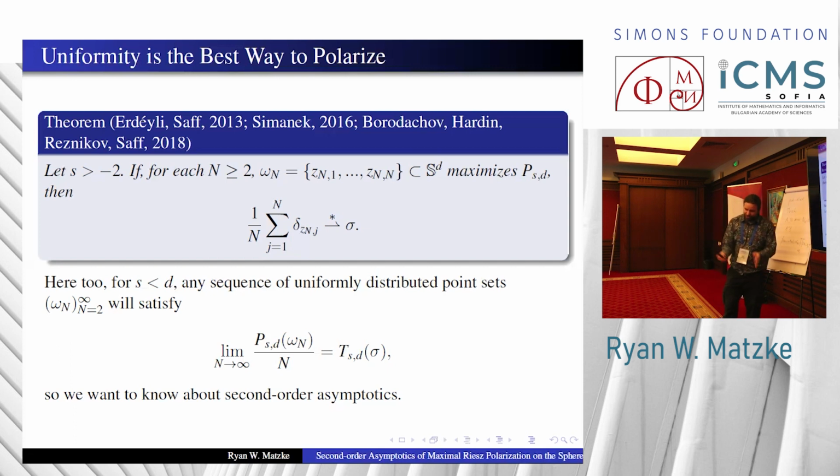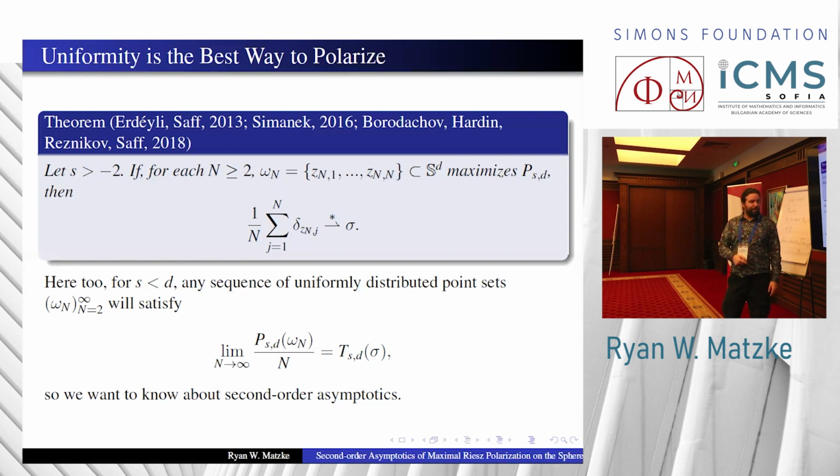And once again, just as within the energy situation, first order asymptotics do not help you distinguish between different sequences of uniformly distributed point sets. They all end up having the exact same first order term. So once again, the thought would be that just like how second order asymptotics for energy seems to be a nice way to better measure regularity, this would hopefully also be the case for second order terms in the asymptotics for maximal Riesz polarization.